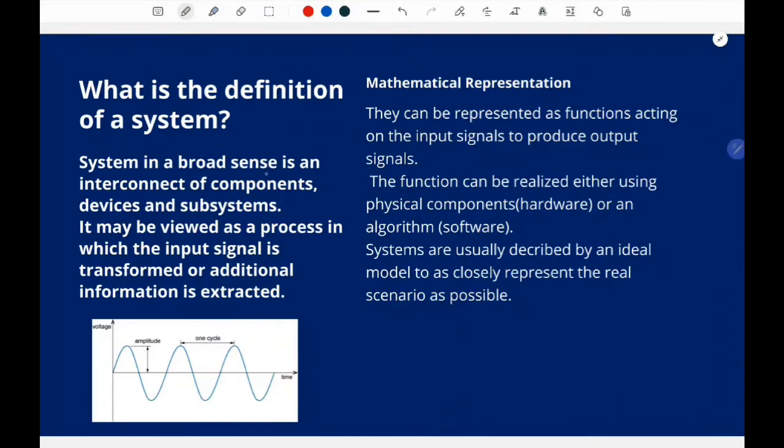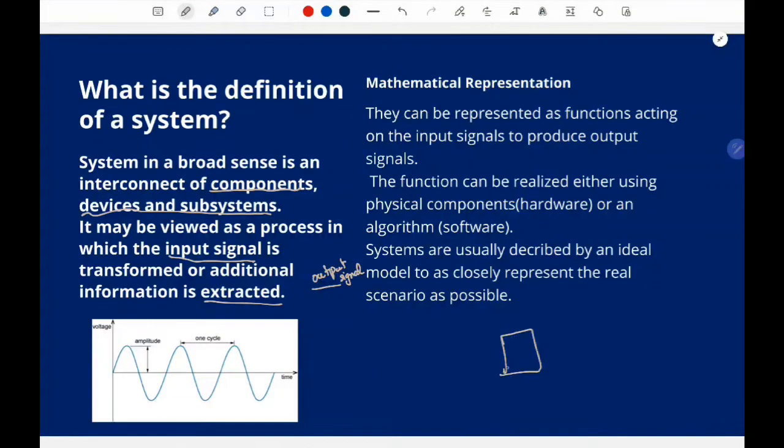So a system in a broad sense is an interconnection of components, devices and subsystems, right? Some interconnection between these three. And it may be viewed as a process in which the input signal is transformed or additional information is extracted. So we have a signal which we call an input signal. We pass it through a system which is defined to do some function, let's say of transforming a signal or extracting some information from that signal. And it can have an output signal depending on whatever it has done, right? Output signal.